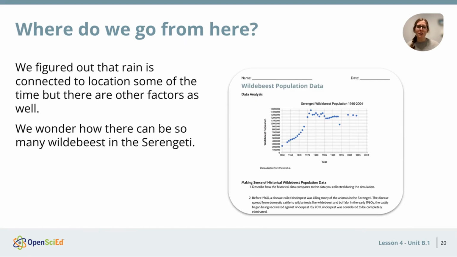So where do we go from here? We figured out that rain is connected to location some of the time, but there are other factors as well. And we wonder how there can be so many wildebeest in the Serengeti.